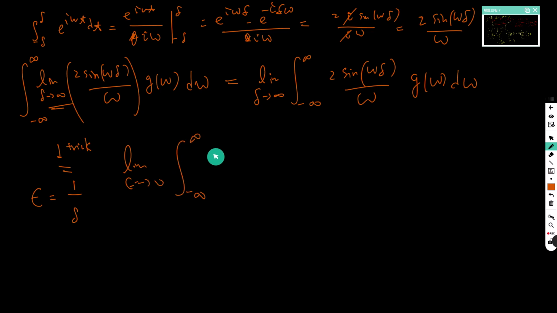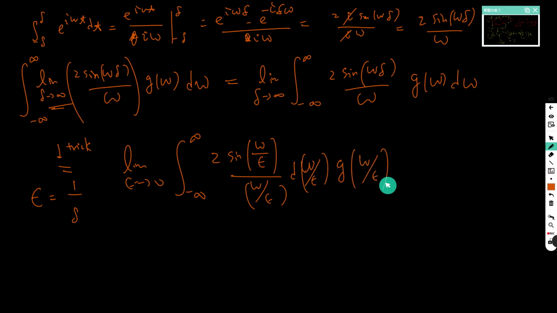This integration of 2 sine of omega divided by epsilon, over omega divided by epsilon, with d omega divided by epsilon. I just do some exchange, and the g of omega divided by epsilon. Sorry, let me just see. So I just write delta to be omega divided by epsilon. So this is still g of omega.